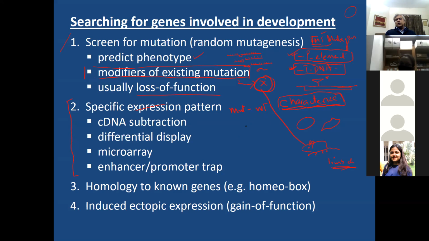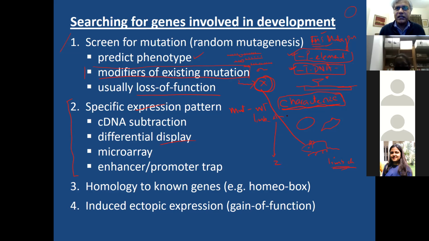we can simply do cDNA subtraction, or what we also call differential display. The purpose of cDNA subtraction or differential display is actually to see which genes, the expression of which genes, is altered. In wild type, let's say, you take limb buds, and you see from A to Z, all genes.